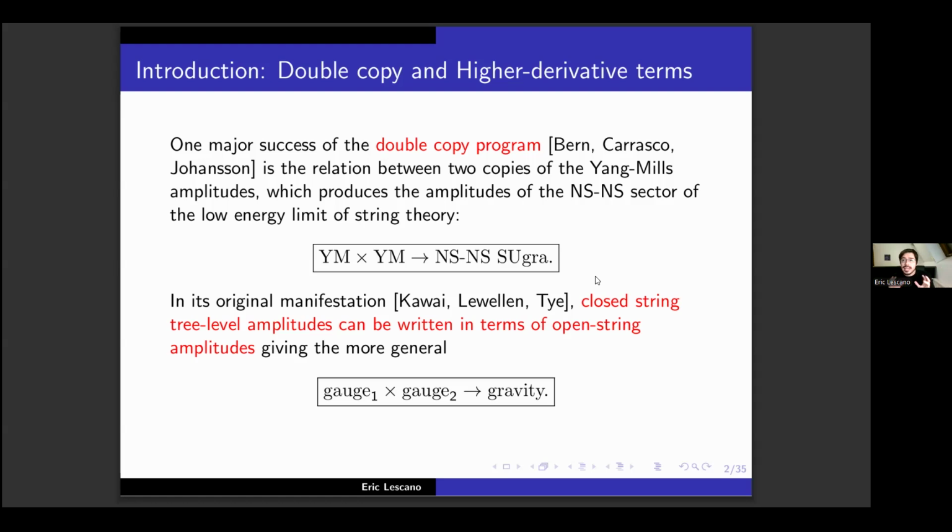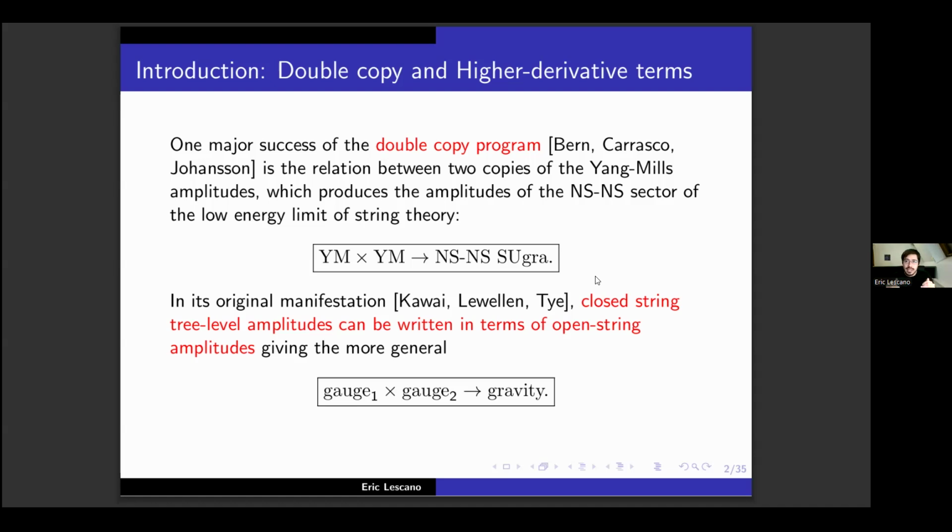But when we analyze amplitudes in this way, we can artificially construct the amplitudes of the low energy limit of string theory. This means that if we know the amplitudes of Yang-Mills, we can obtain the amplitudes of the metric plus the B field and the dilaton, which are the fields in the low energy limit, the supergravity limit, NSNS. And particularly, this interesting relation at the level of the amplitudes can be generalized, as you can see in the last part of this slide.